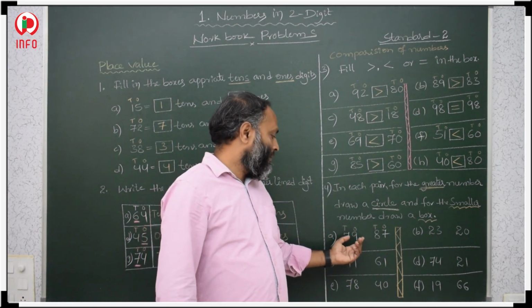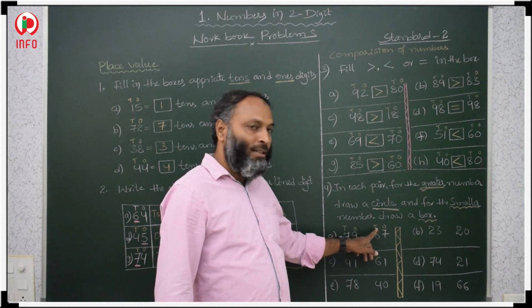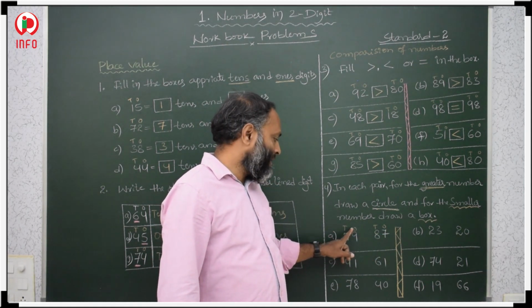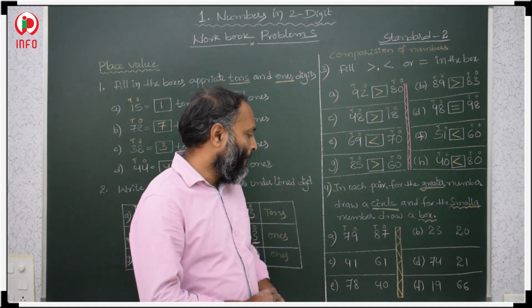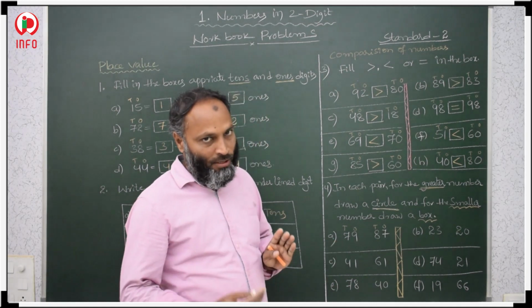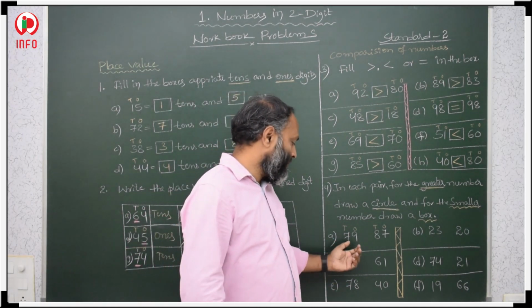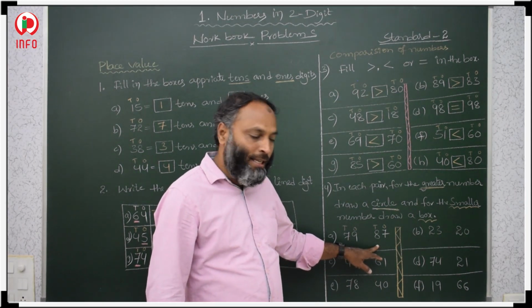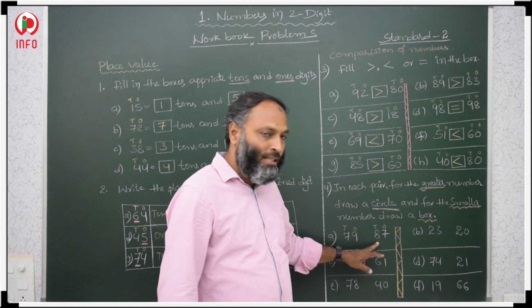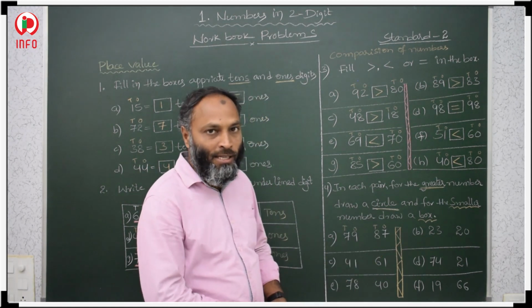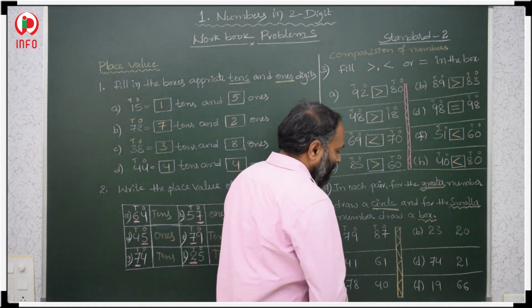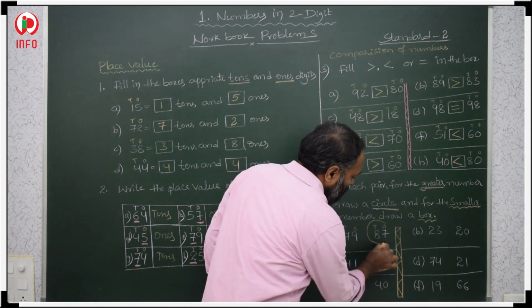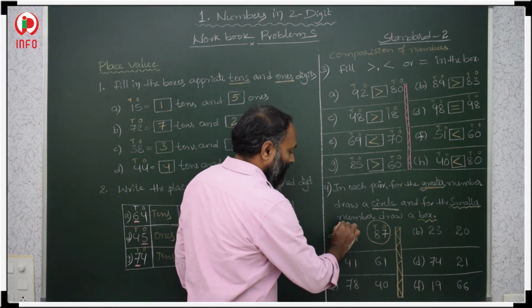Now, first, this is the ones place, this is the tens place. This is the ones place, this is the tens place. Now, first how to compare? First, we start from the tens place. In the tens place here 7 is there. In the tens place here 8 is there. In between 7 and 8, 8 is bigger. For the bigger number, circle. For the smaller number, box.